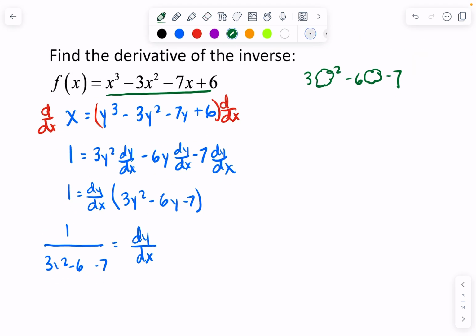So what this is here, oh no, I erased too much. Is there an undo button? There's my undo button.